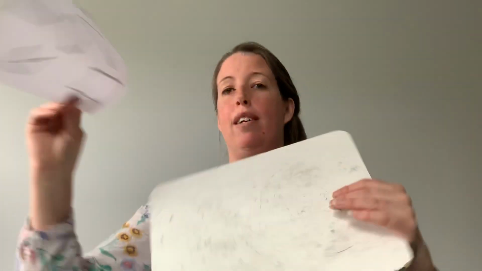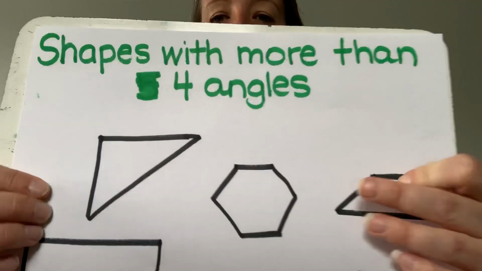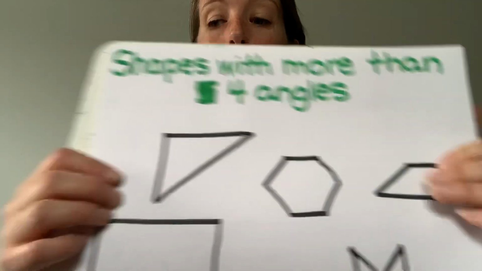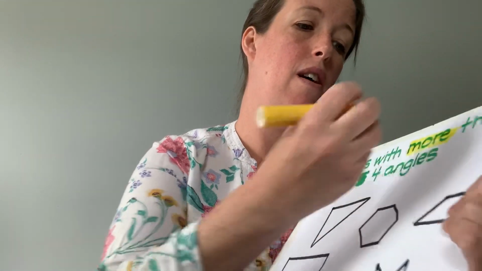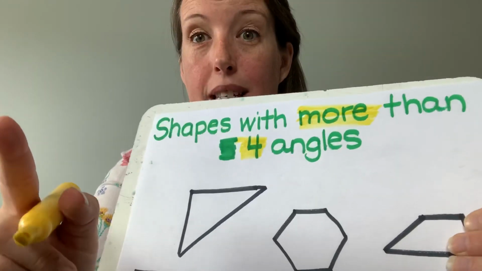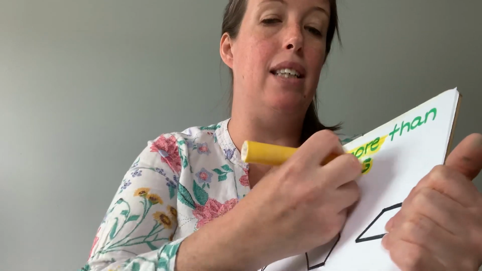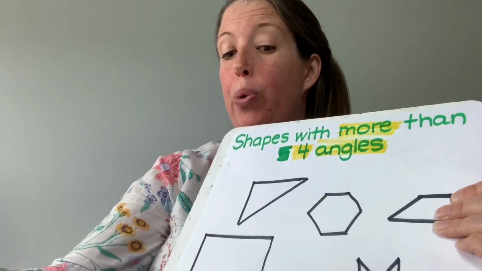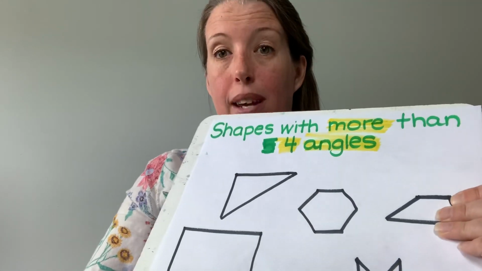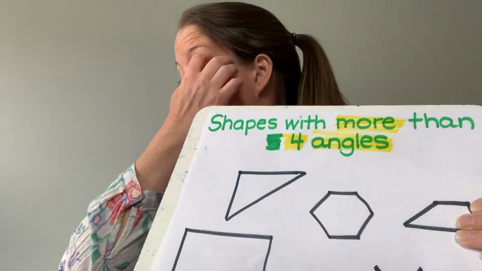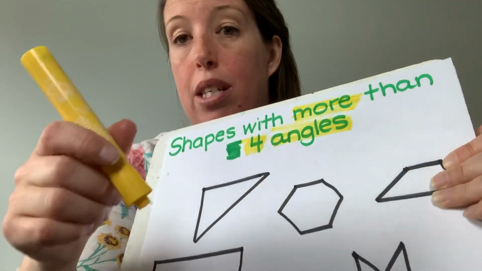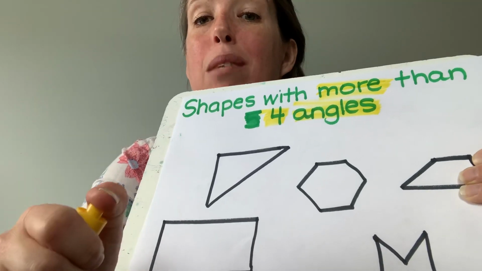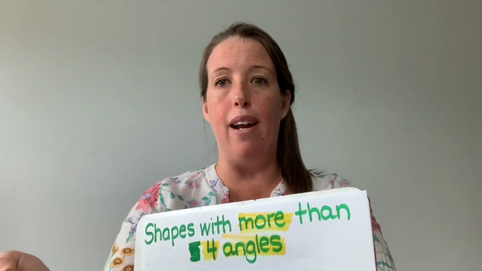All right. Shapes with more than 4, but we're not doing sides anymore. Angles. Remember, the angle is the space inside where 2 lines meet or 2 sides meet at the vertex. It's that space in the middle. So I'm going to now highlight in yellow still my angles. So it has to be more than 4. So that means it could be 5, 6, 7, 8, 9, 10, but it can't be 4 and it can't be 3. So let's count.